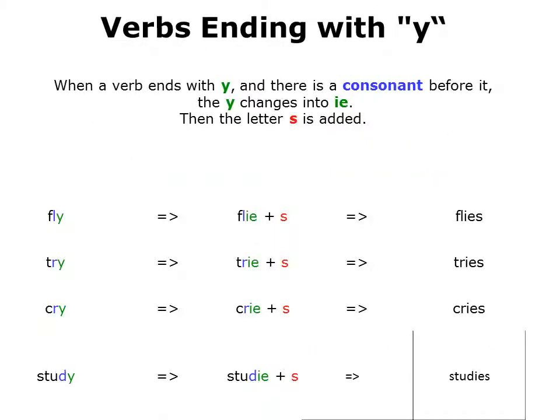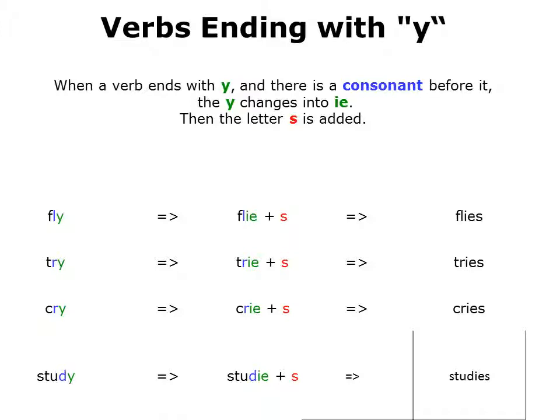Next rule. When a verb ends with y and there is a consonant before it, the y changes into ie, then the letter s is added. Cuando un verbo acaba en la letra Y y antes hay una consonante, la letra Y cambia por I latina y aparte le agregamos una E. Después también le vamos a agregar una S.